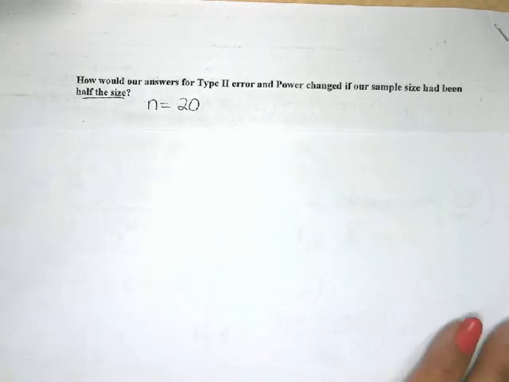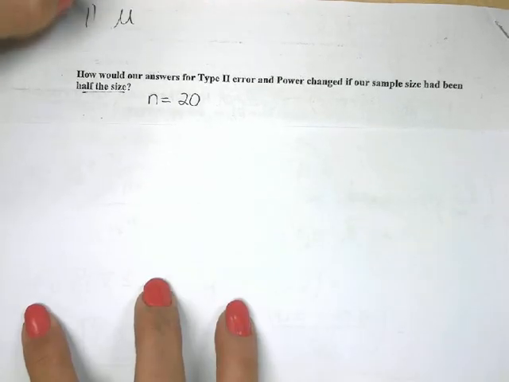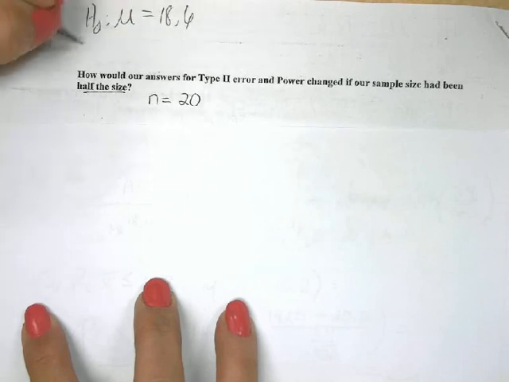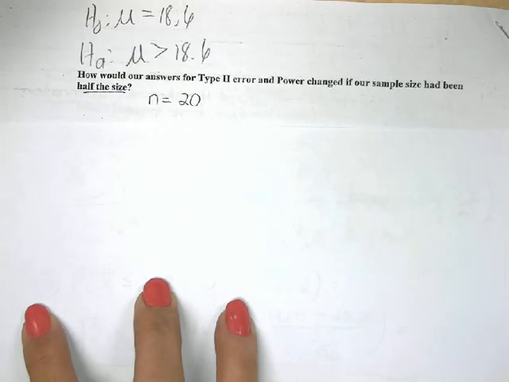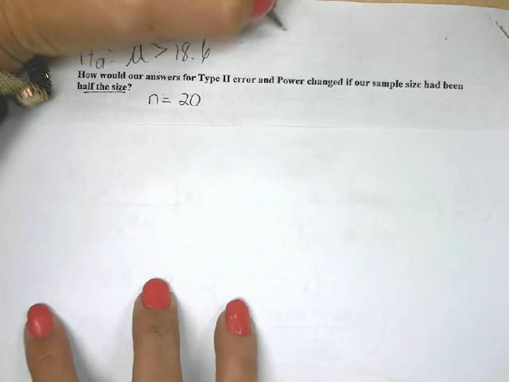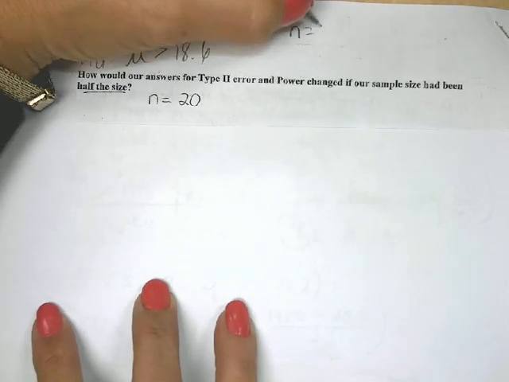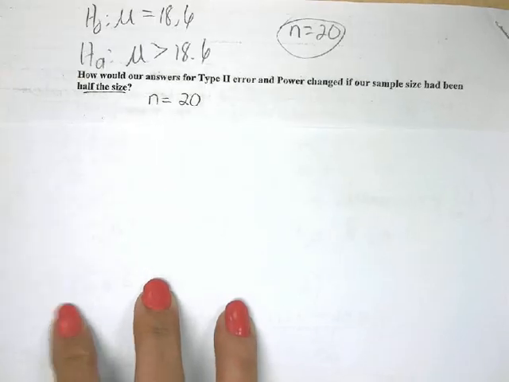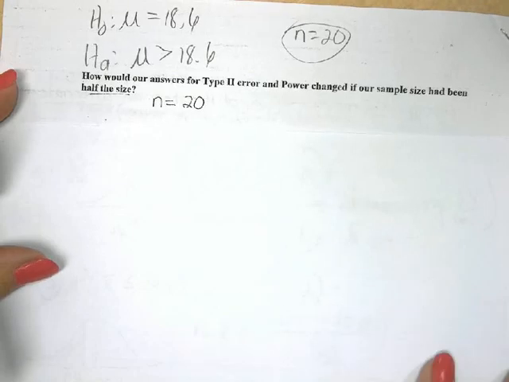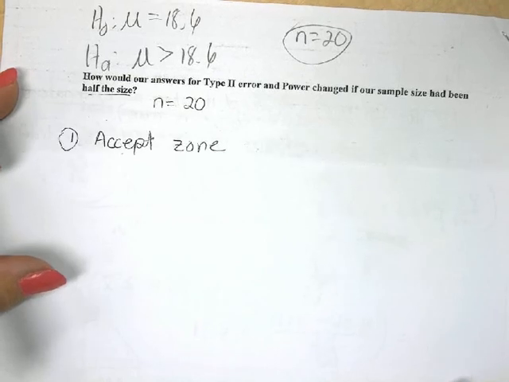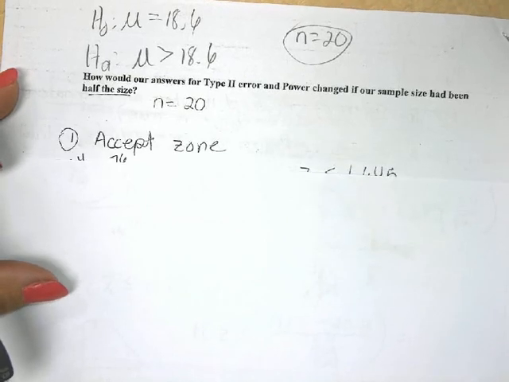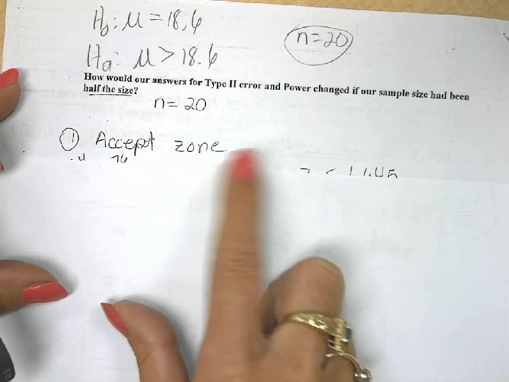Once again, we're assuming that the mean is 18.6 and alternately it is greater than 18.6. We know now that we're going to use that sample size of only 20 rather than the 40 that we used on the previous page. So if we want to find the probability of a type 2 error, we want to find the probability that we'll accept the null when an alternative is true.